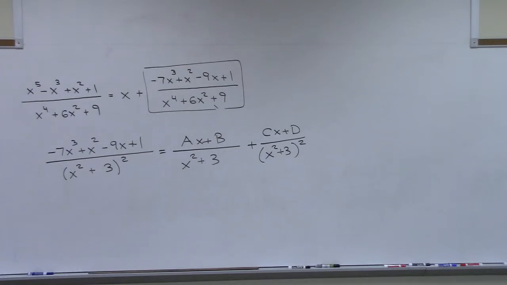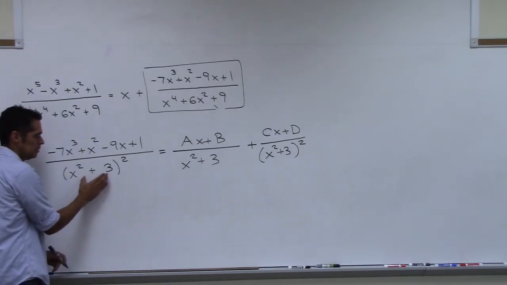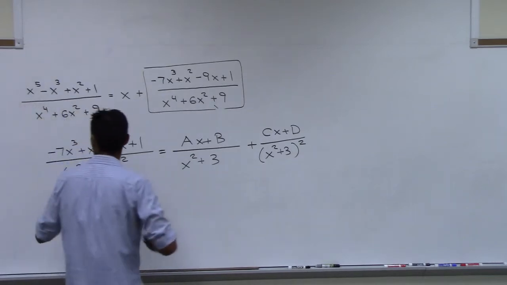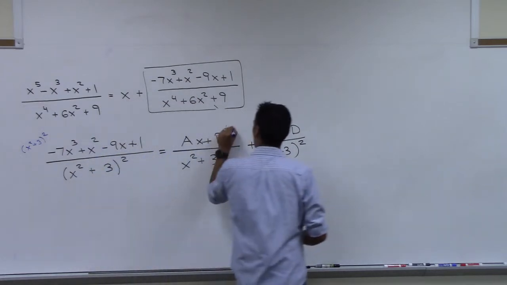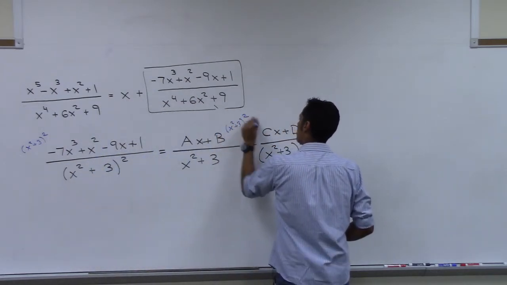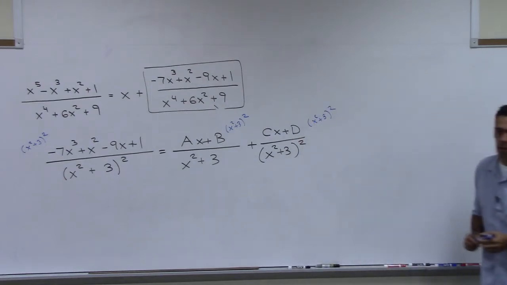What's next? Clear the fractions. So I'm multiplying both sides by this, right? By this. I'm doing x squared plus 3 squared here, x squared plus 3 squared here, and x squared plus 3 squared there. So I'm doing that on each one.